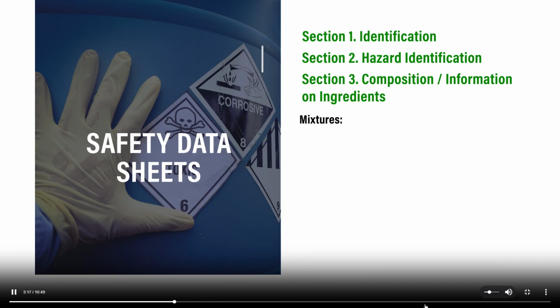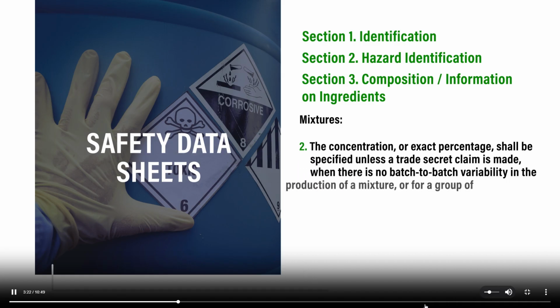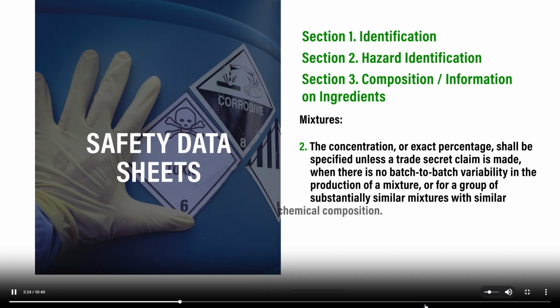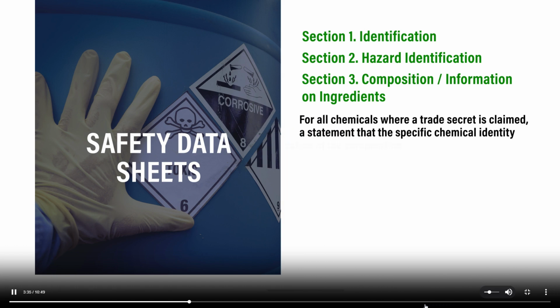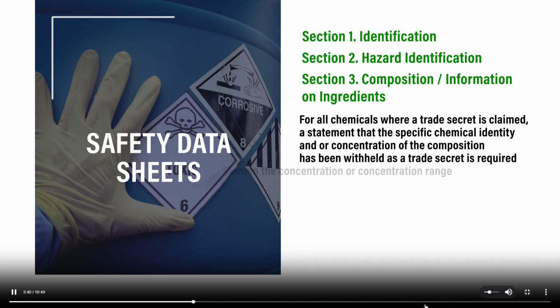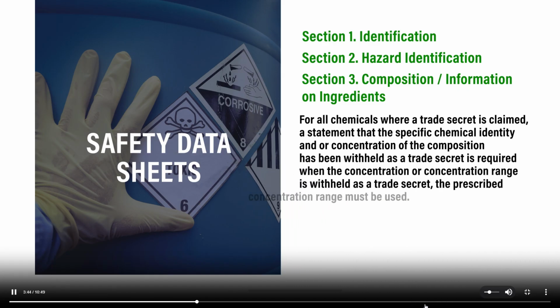The concentration, or exact percentage, shall be specified unless a trade secret claim is made, when there is no batch-to-batch variability in the production of a mixture, or for a group of substantially similar mixtures with similar chemical composition. For all chemicals where a trade secret is claimed, a statement that the specific chemical identity and/or concentration of the composition has been withheld as a trade secret is required. When the concentration or concentration range is withheld as a trade secret, the prescribed concentration range must be used.